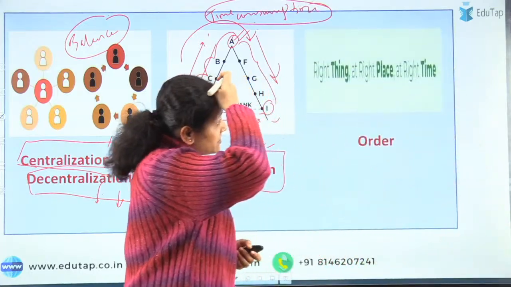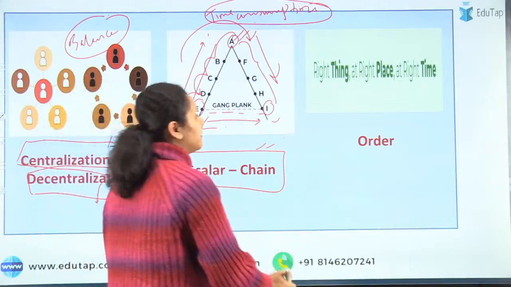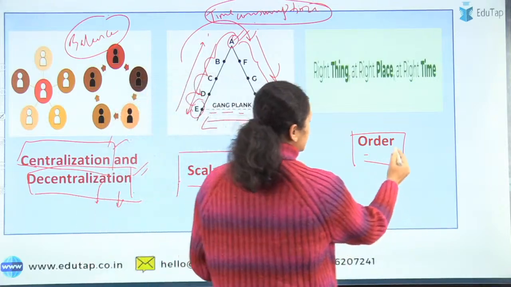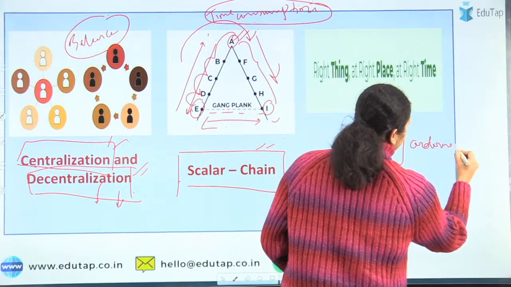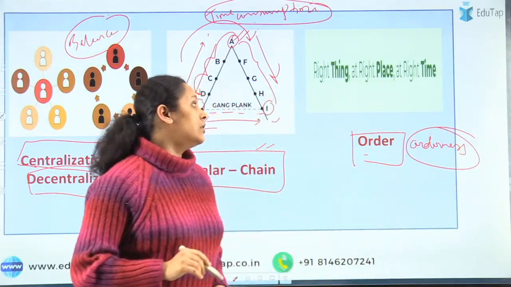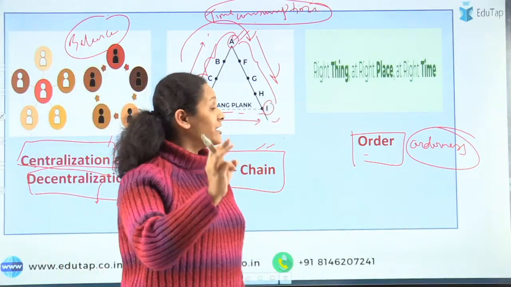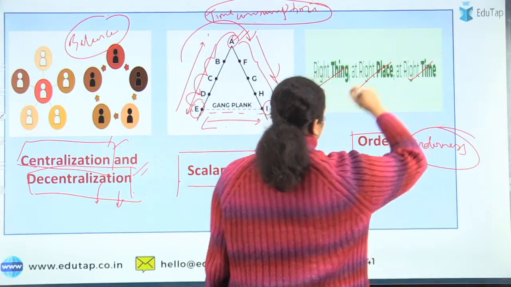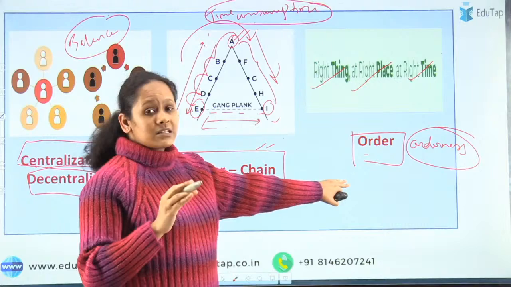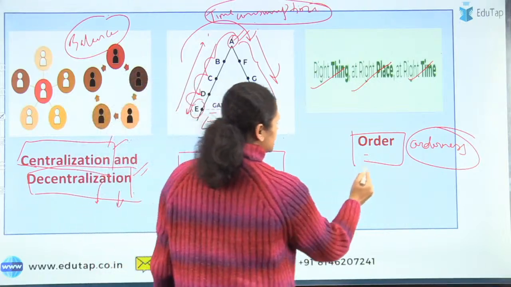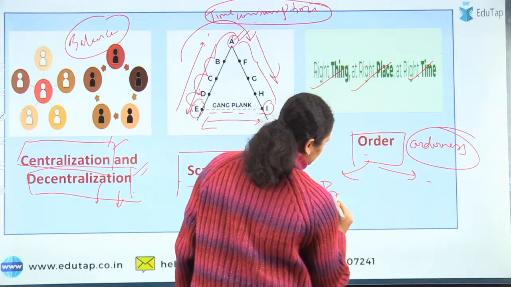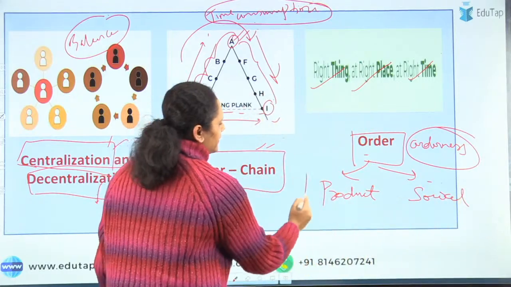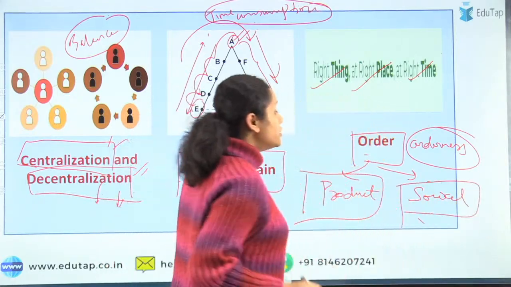What was the next principle which was given by Henry Fayol? It is about order. When I say order, I simply mean the orderness of the organization as a whole. Whenever I say order, there are three things which should come to your mind. The first thing is right thing at right place at right time. So, we can further classify order as product order and social order.